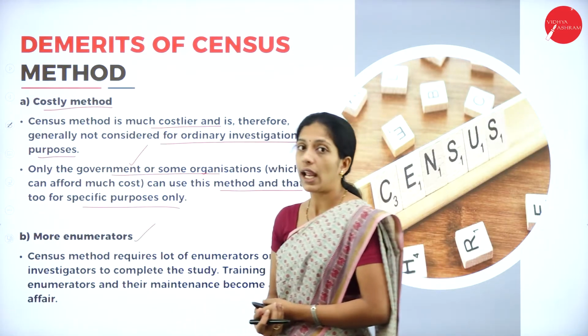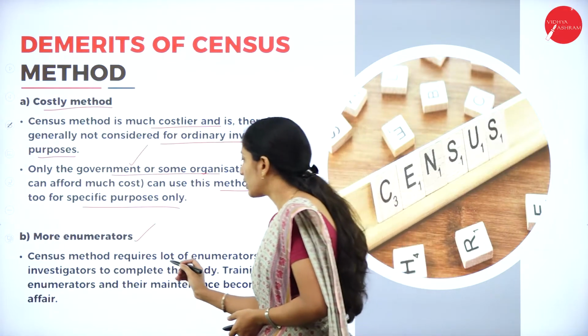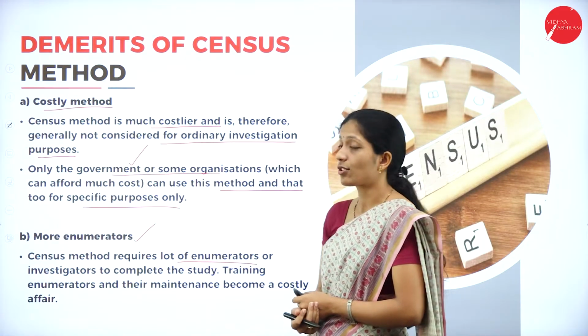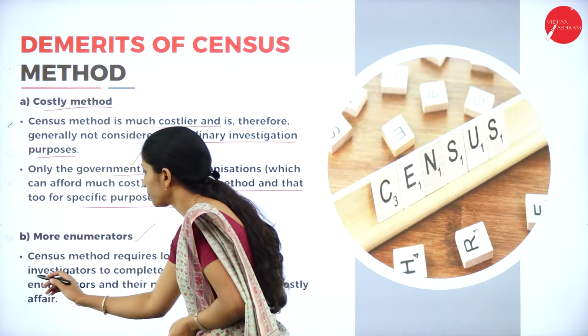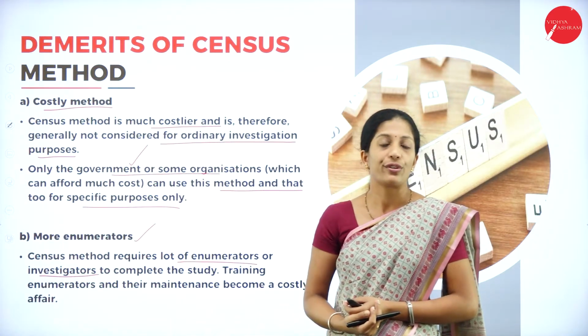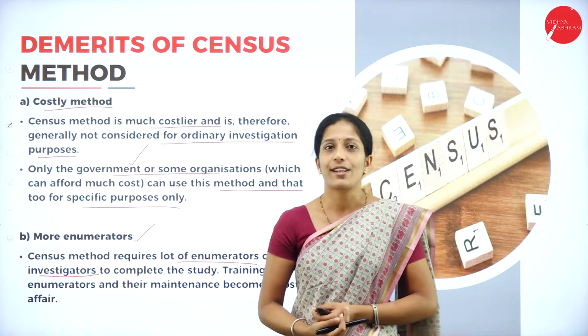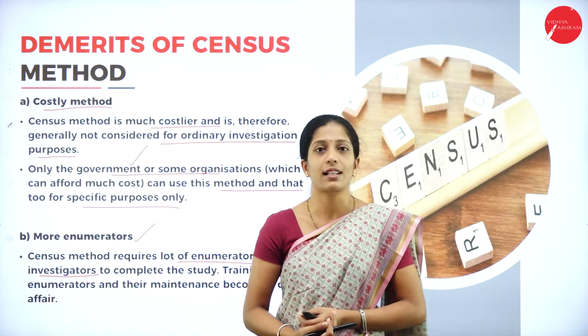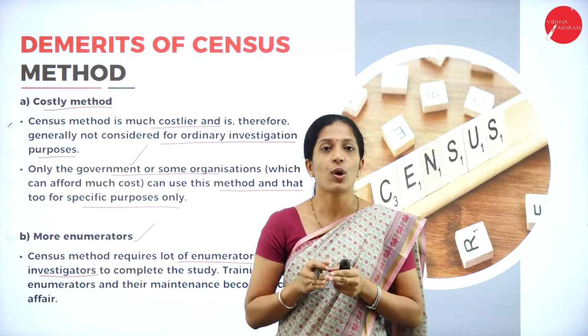Next one is more enumerators. The census method requires a lot of enumerators or investigators. I have already told you the population is very huge and the researcher cannot collect the information by himself. So what happens?